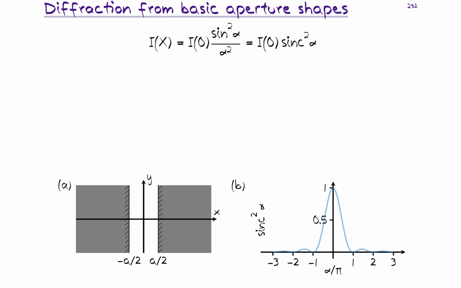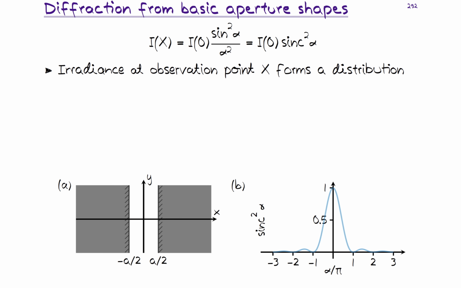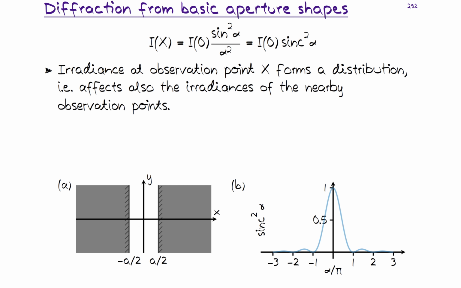So this is how my irradiance distribution looks, and basically it forms a different distribution, so it affects the irradiance of the nearby observation points. So basically it tells me that when I'm looking at a given observation point, due to the diffraction, that point doesn't look like a point of light anymore, but rather it has become a blurred, obscured spot.